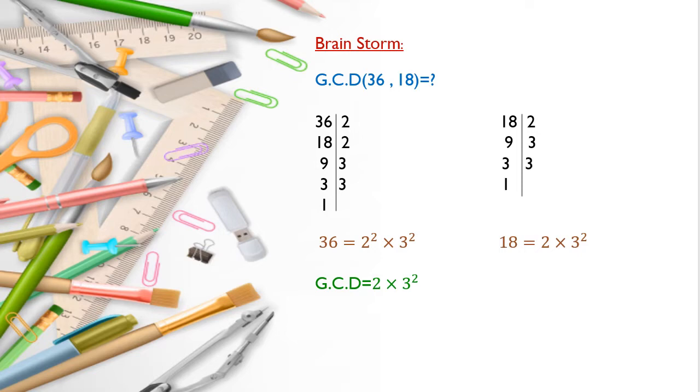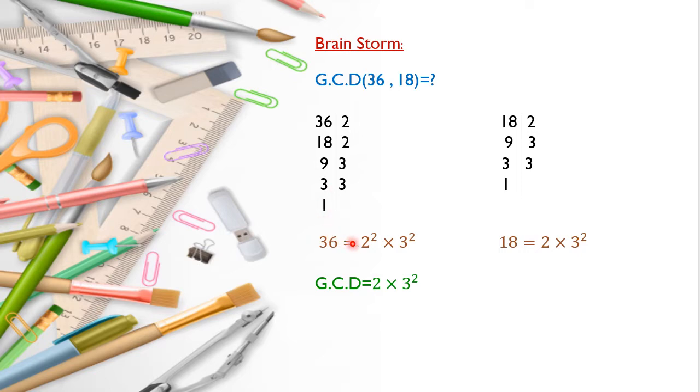Let's take an example to remember what we have explained. The question here is, find the GCD of 36 and 18. First, we have to write the prime factorization of 36 and of 18. 36 can be divided by 2, its answer is 18. 18 can be divided by 2, its answer is 9. 9 can be divided by 3, its answer is 3. And 3 is prime, so directly we divide it by itself. So 3 divided by 3, the answer is 1.